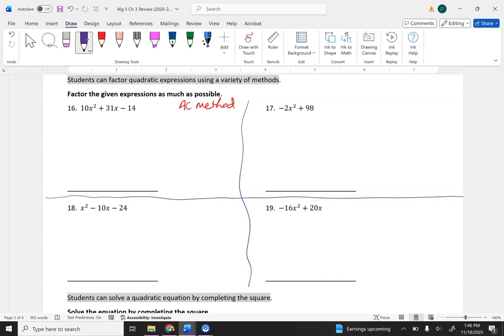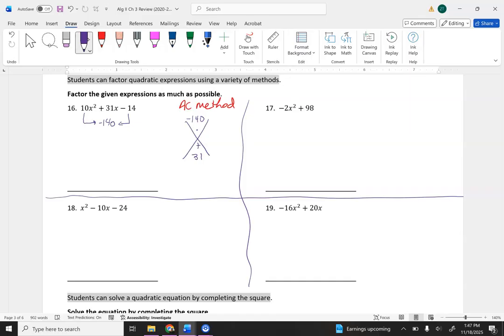All right, so we're going to take our a value, 10, and our c value, negative 14. We're going to multiply those two together. That gives us the value negative 140. That value is what we're going to do x factors with. So instead of doing x factors with a negative 14 being our target multiplication value, our target multiplication value is going to be negative 140. And our target addition value is still going to be the middle term here, which is a positive 31.